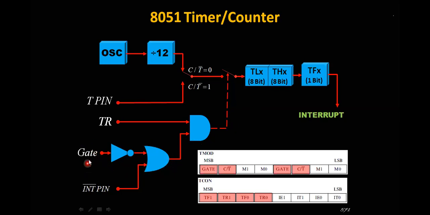Suppose if gate bit is 1, from the inverter you are getting 0. So that means when it is 0, the output of the OR gate, here one input is 0. So the output of the OR gate is depending on int bar pin. So that means you are getting the signal from the external int bar pin. So that means we can control the timer or counter by using hardware means.